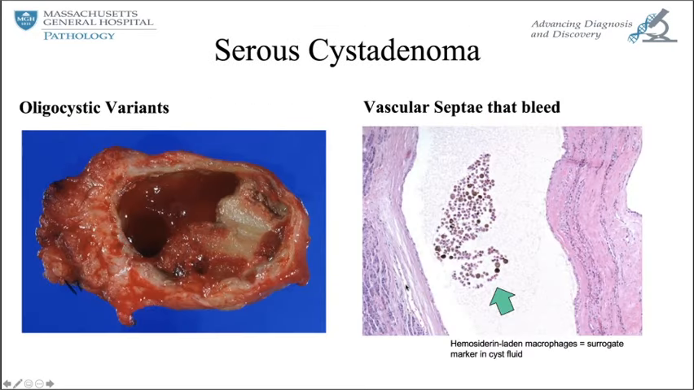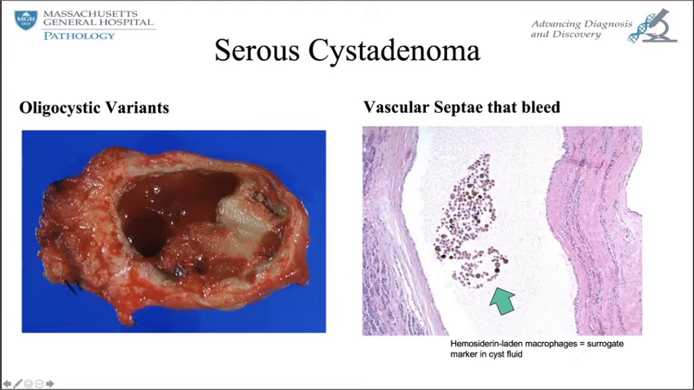Now, these lesions can become oligocystic. And you can see here the hemorrhage and the partial solid component. There's microcystic, almost solid looking. And these lesions are vascular. The septae of a serous cystadenoma is vascular with lots of capillaries, and they can bleed. There's a very high VEGF level in the septae of these cysts, and they bleed.